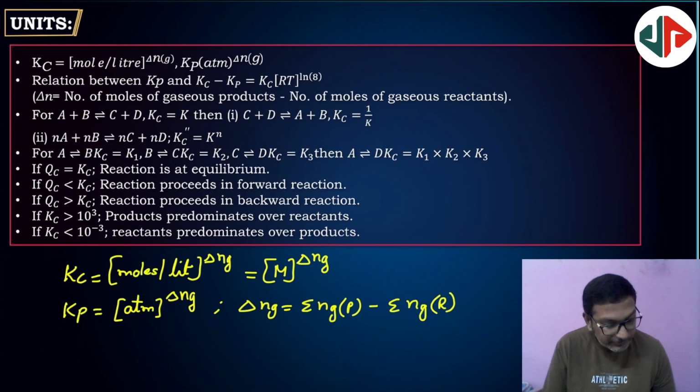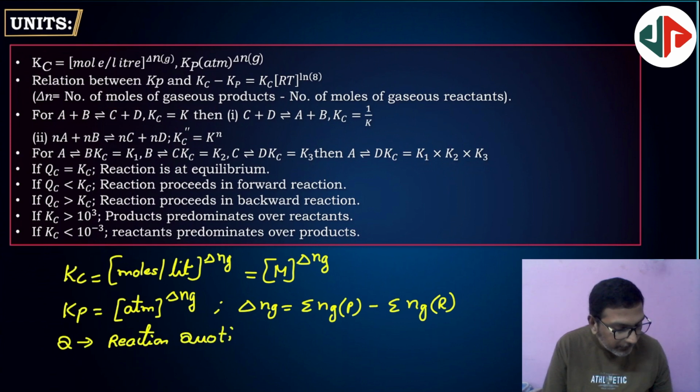Next, A to B is K1, B to C is K2, C to D is K3, then A to D is K1 into K2 into K3. So that is your overall equilibrium constant. Very important. Next, Q is the reaction quotient and Kc is the equilibrium constant.